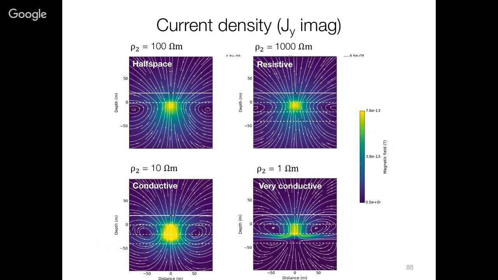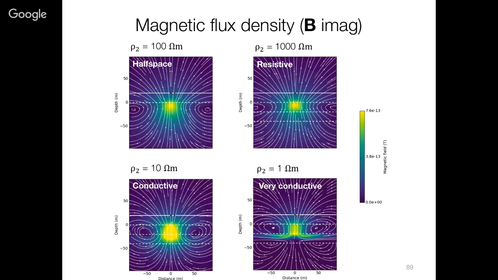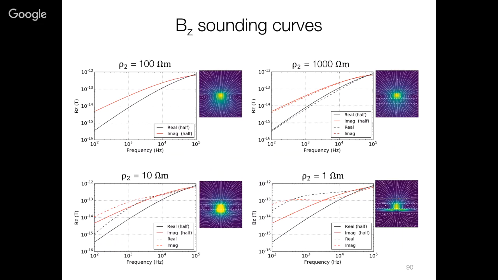And then the B fields in each of those cases look like that. And as I said, we're measuring up here. Again, the thing that is perhaps most diagnostic are these sounding curves. So now in time domain, you just have one curve, right? But now in frequency domain, you've got two. One, you've got a real part, and the other, you've got an imaginary part, in phase and quadrature. So that's what they look like for the half space.